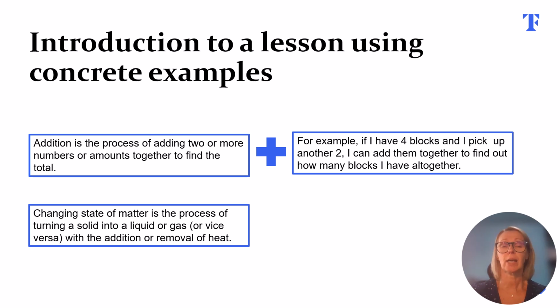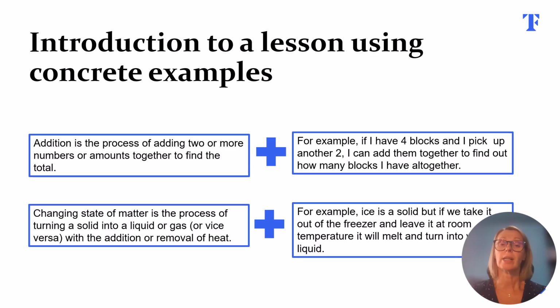Whilst this definition sounds clear, without any concrete example to connect it to the concept, it might still be abstract for some pupils and it might be difficult for them to understand. So I could support this explanation with a concrete example, such as, for example, ice is a solid, but if we take it out of the freezer and leave it at room temperature, it will melt and turn into a liquid.